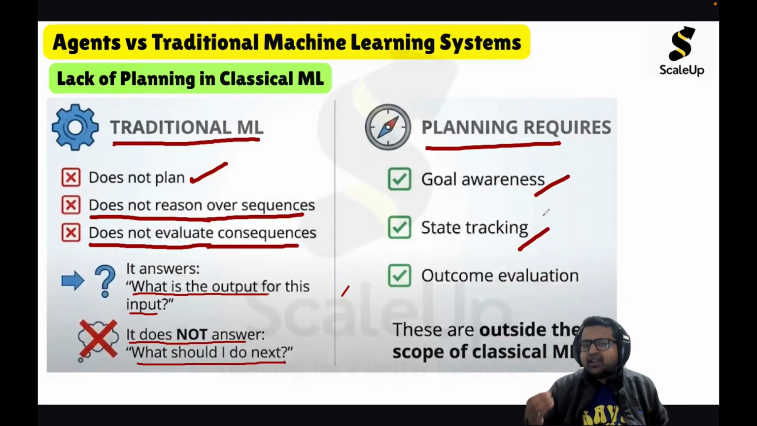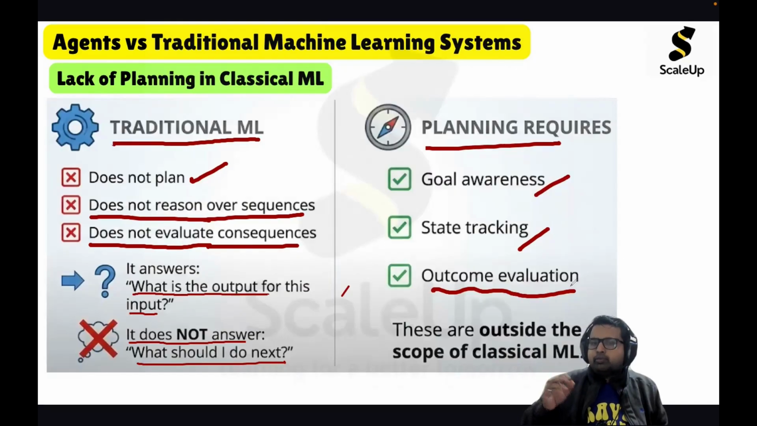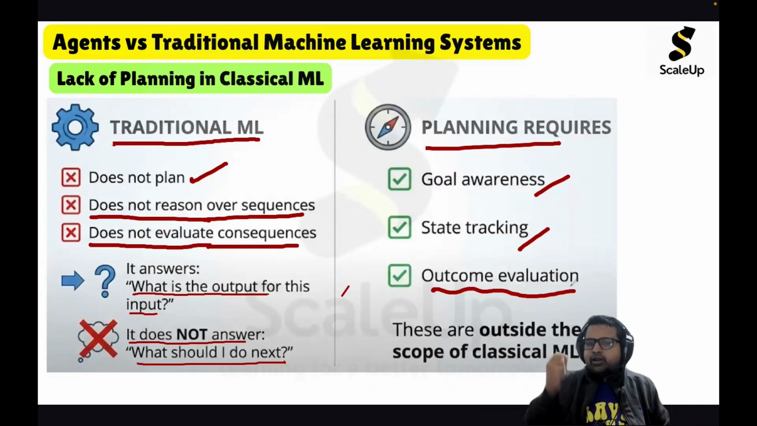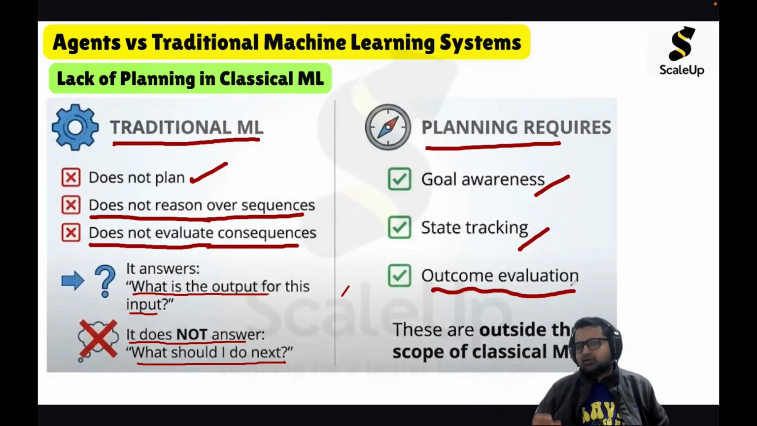So planning requires a goal. There should be state tracking and outcome evaluation. Whatever action plan we made, when we execute it, we have to evaluate the outcome. That is the reflect step, whether we are marching towards the goal or not. And if we are drifting away from the goal, it means there is a need to revise the plan. And we will revise the plan with an objective of reaching the goal. So outcome evaluation is something very important.